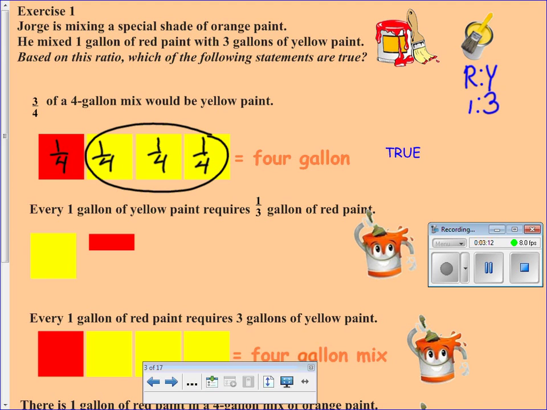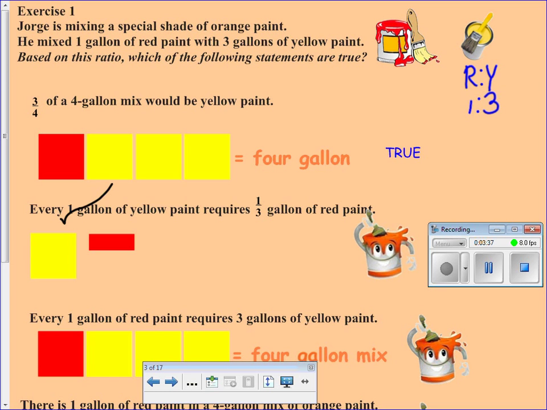Now the next one, let's talk about it a little bit. For every 1 gallon of yellow paint, it requires 1/3. Listen, I don't need 4 gallons of orange paint. That's a lot of orange paint. I don't need that much. So instead of using 3 gallons of yellow, I'm only going to use 1 gallon of yellow. So I took this and I put it here. Don't need that, don't need that.